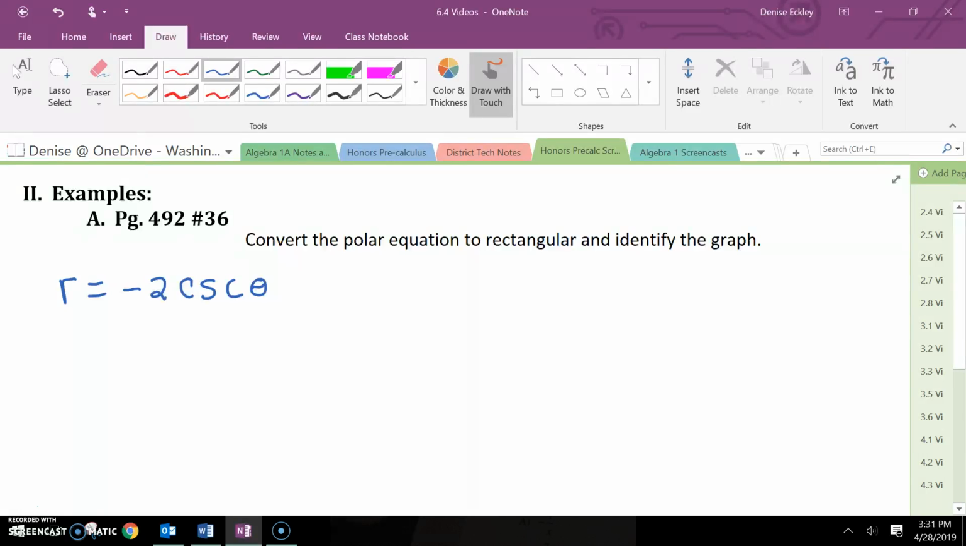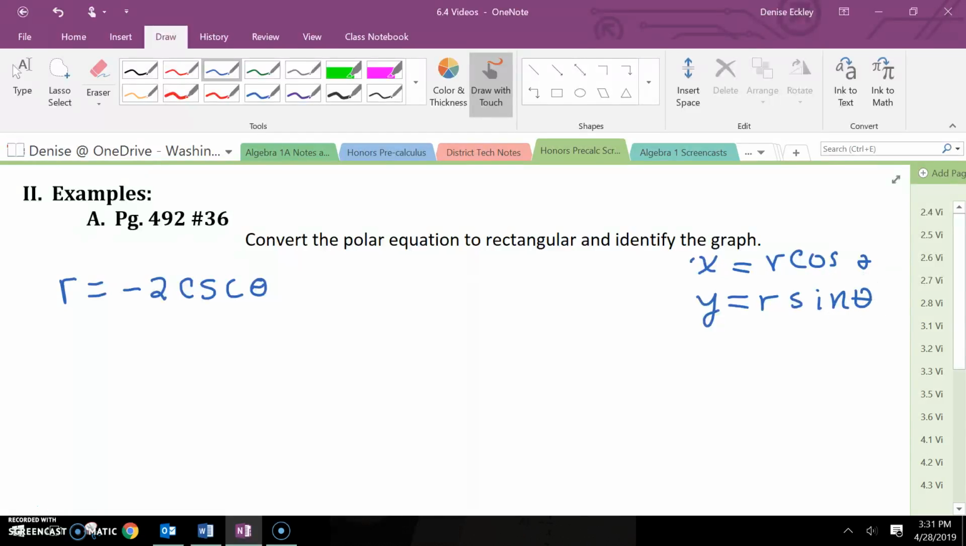So what we want to do is put this in a form that's familiar to us. So in other words, we want just x and y. So we're going to use our conversion equations to go back and forth. So I have to make this look something like either x or y. So what I can do is, remember that x equals r cosine theta and y equals r sine theta. So I need to kind of convert it so it looks like that.